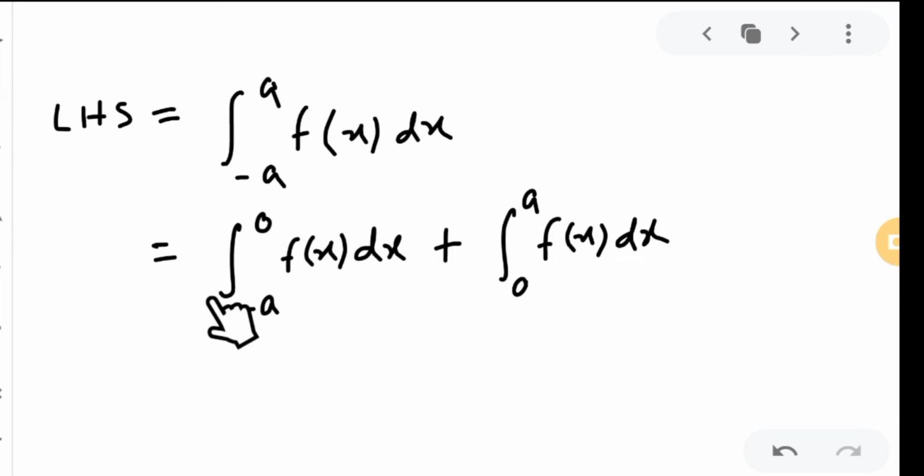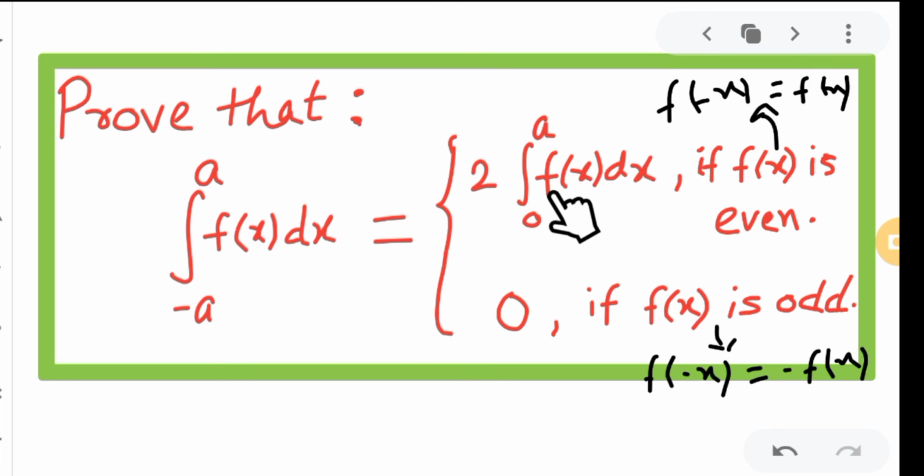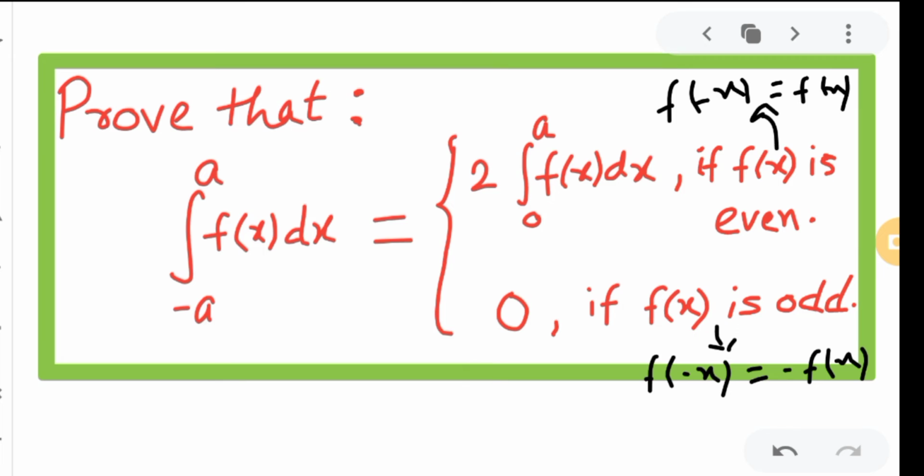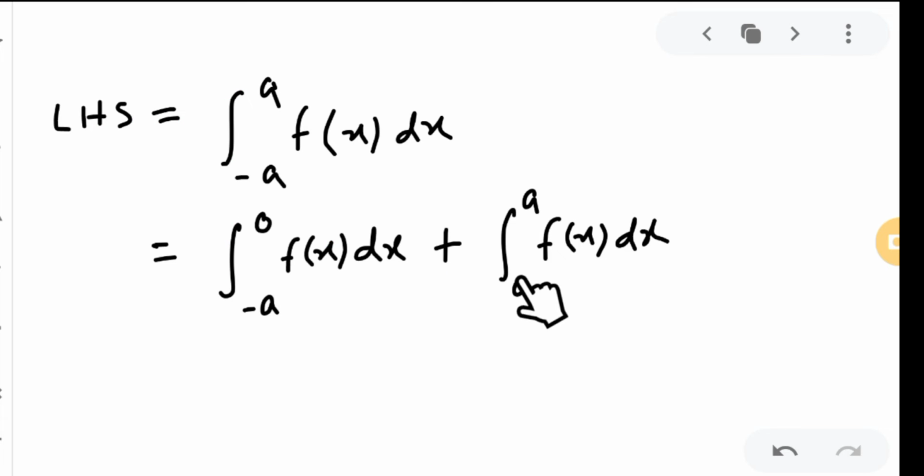Now, since RHS is something like twice the integral of f(x) dx from 0 to a, means only this term I want. I don't want this negative. Correct? 0 to a. Correct? I want only this type of limit. Okay? So I will try to convert this into this form. So if you see carefully, how can I convert minus a into a? Minus of minus a will be a.